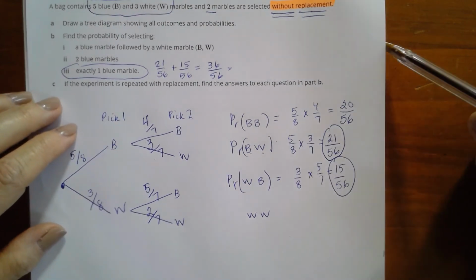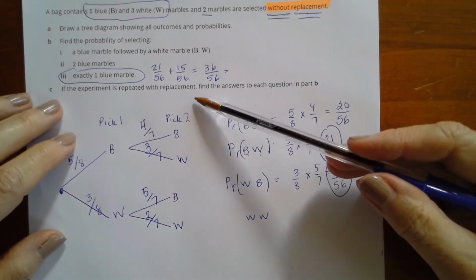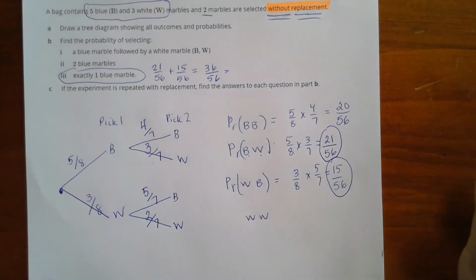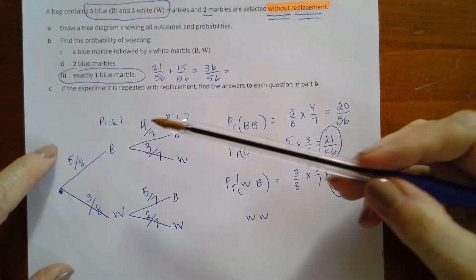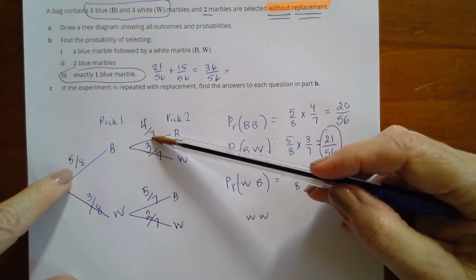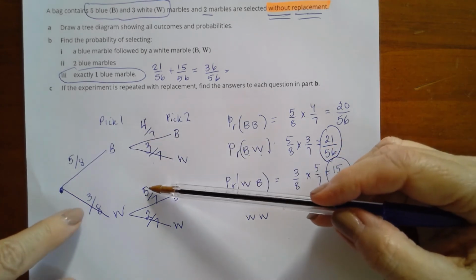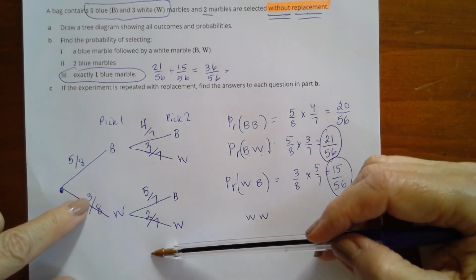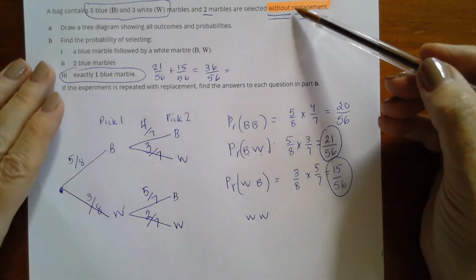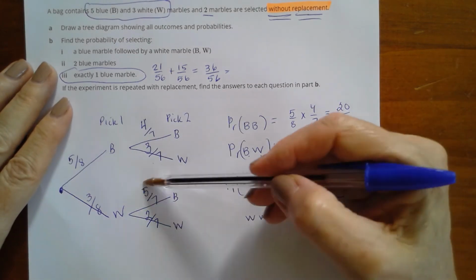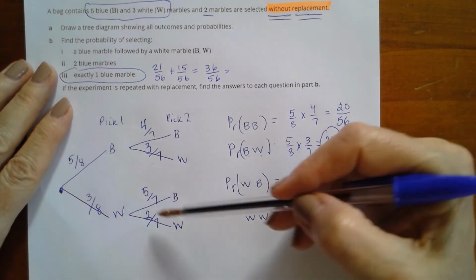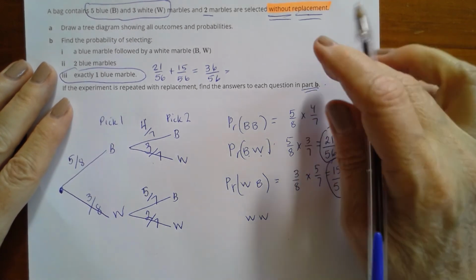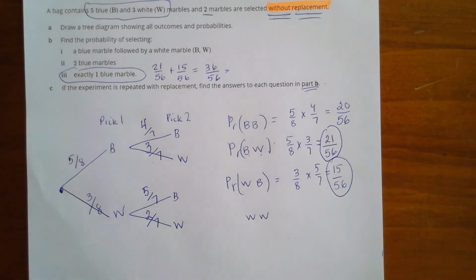The last one says, if the experiment is repeated with replacement, find the answers to each question. Well, if I did that, which I'm not going to do, these numbers would be 5 on 8 and 3 on 8 and 5 on 8 and 3 on 8 because I would have put the marble back in. So with replacement is a little bit easier because these values stay the same on their blue and white rungs. You can do that one, but there'll be one in your working that you have to do.